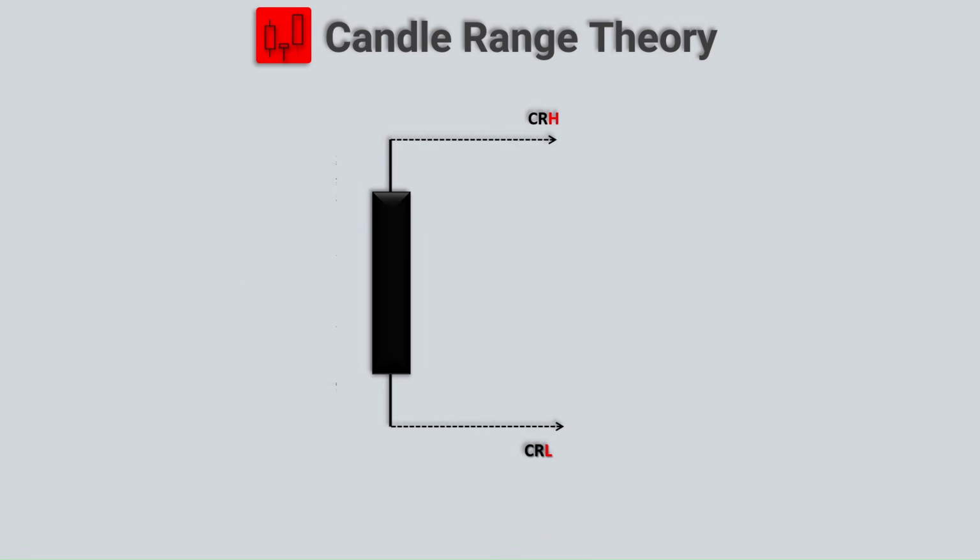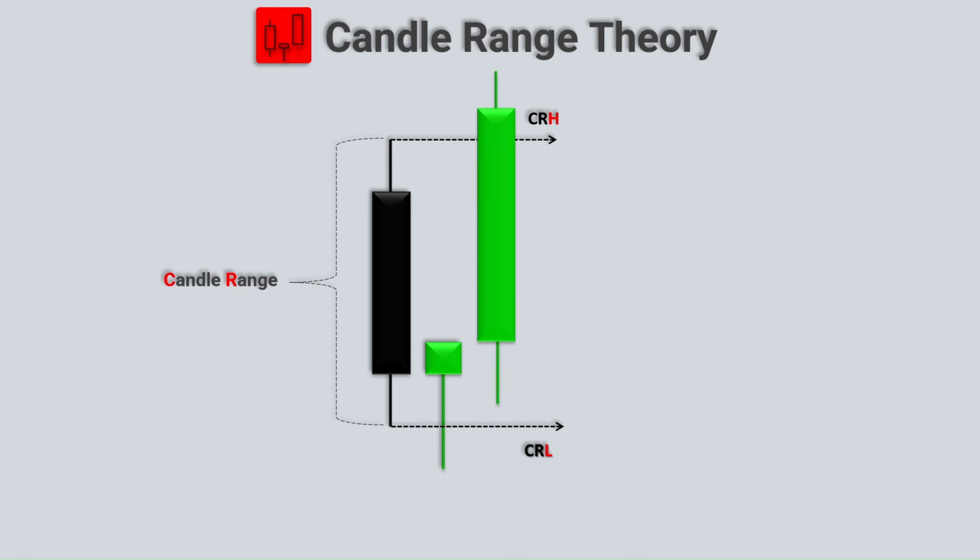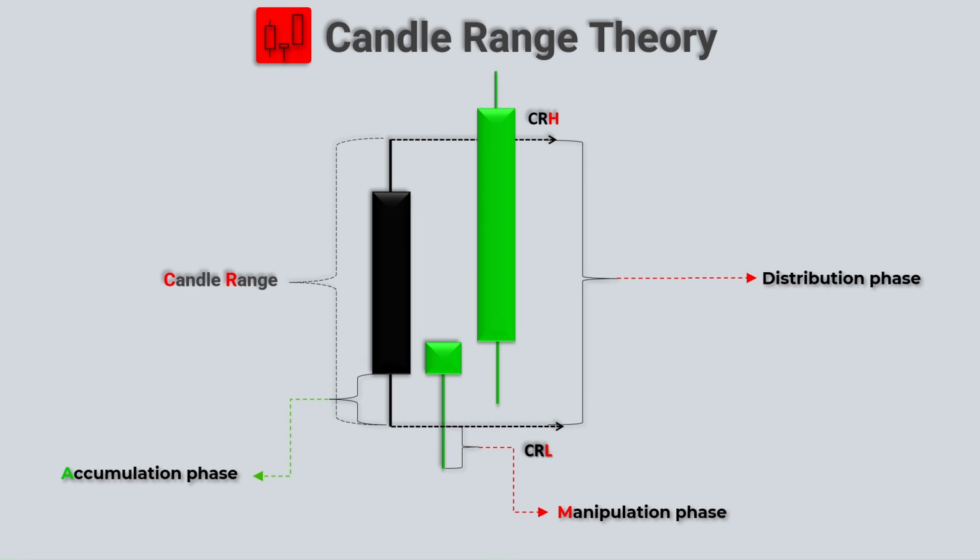In CRT trading, the term candlestick refers to a three-candle pattern that embodies the power of three. This pattern highlights three key phases of market behavior. Accumulation, the phase where the market quietly builds momentum. Manipulation, a deceptive move designed to trap traders in the wrong direction. Distribution, the final phase where the price moves decisively, creating opportunities for traders.